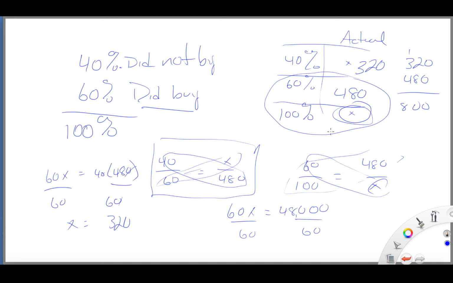Pretty simple on how to come up with the totals, how to come up with the 40%, how to come up with the 60%. It's all about drawing these boxes and finding what is missing. All right, this is lesson 80.